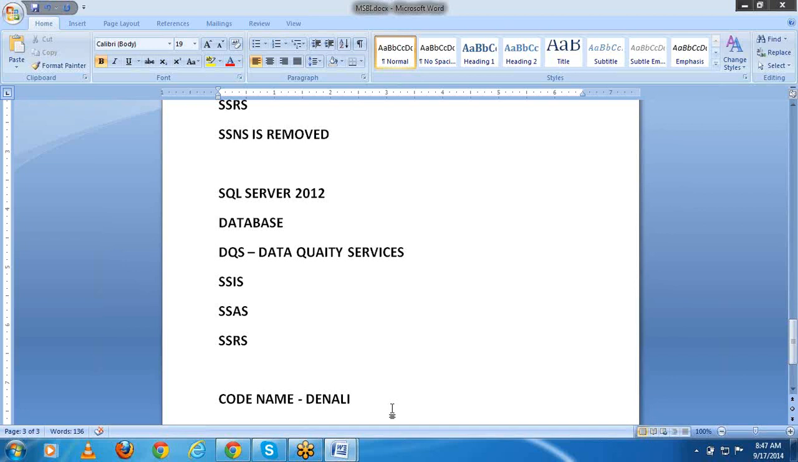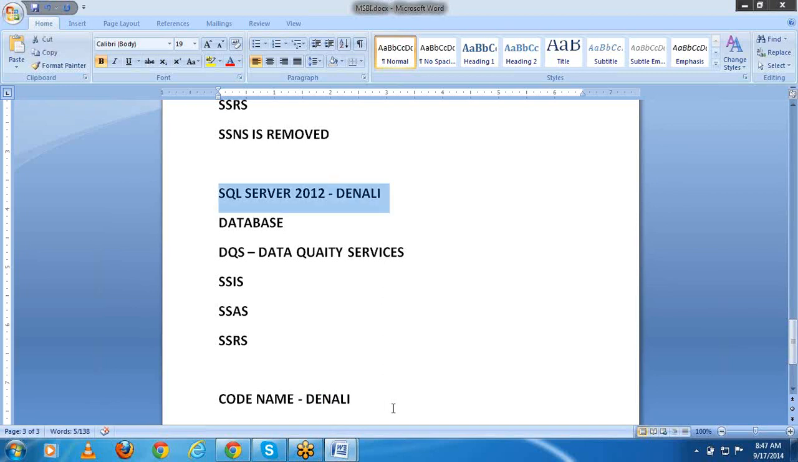In the same way, they could not do it in 2010, they tried in 2011, they could not do it, and they released the SQL Server 2012 product around June or July, and that name is called Denali. Denali is nothing but the team who developed it. Denali is the code name of SQL Server 2012.